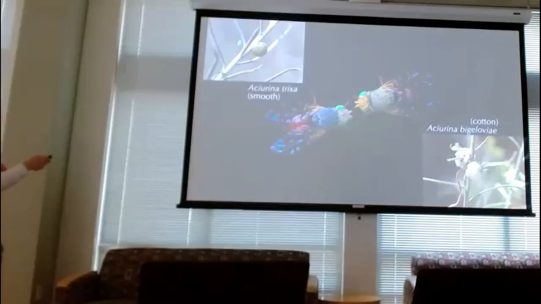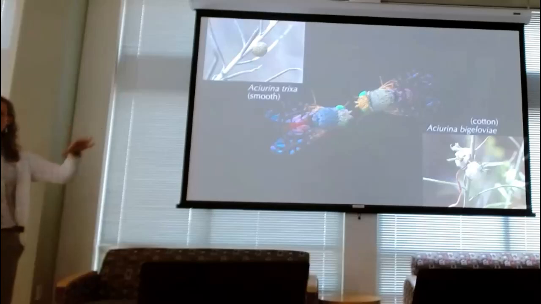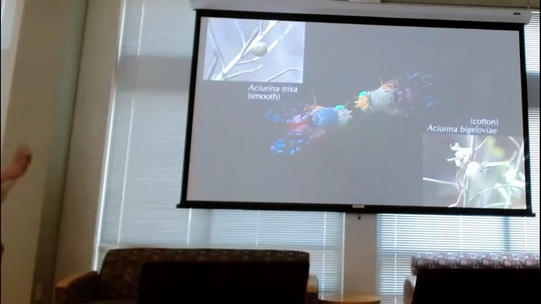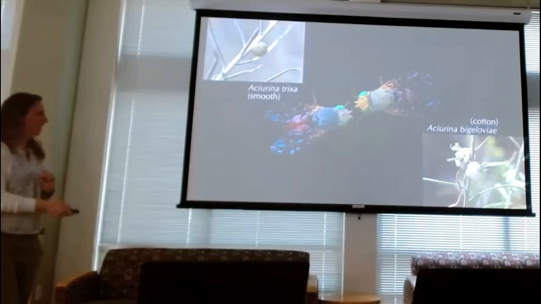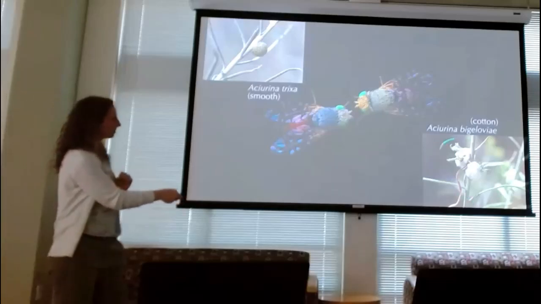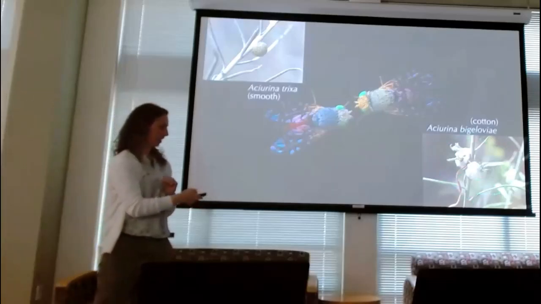So trixa forms this very smooth resinous gall, and this is the one you can see on campus. If you go straight out here on Martin Luther King, right outside the building, there's a bunch of rabbitbrush right at the intersection of Martin Luther King, and they're covered in galls. So you can go check those out, and you'll see them everywhere now that I've induced you to gall-searching behavior. And then Asphondylia biglovia has this very cottony gall.